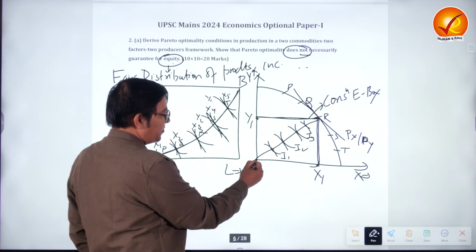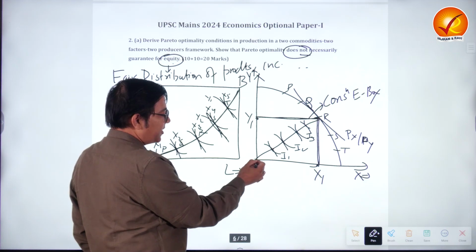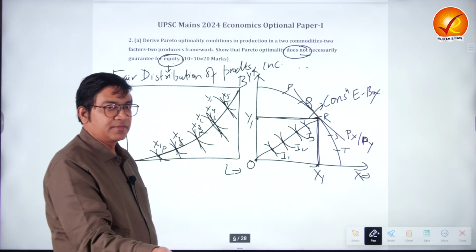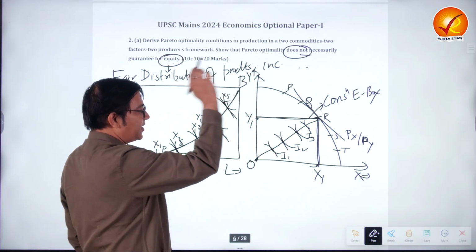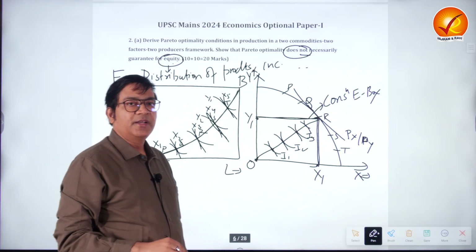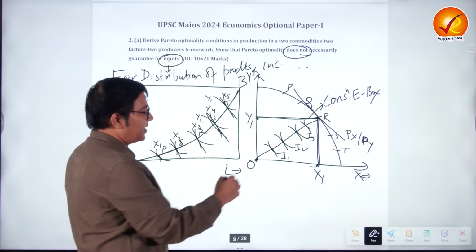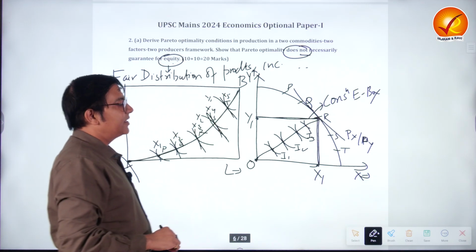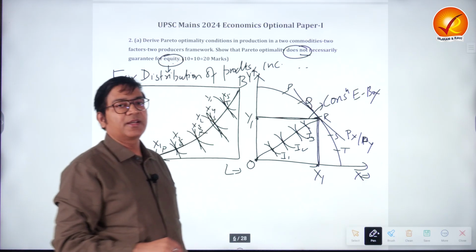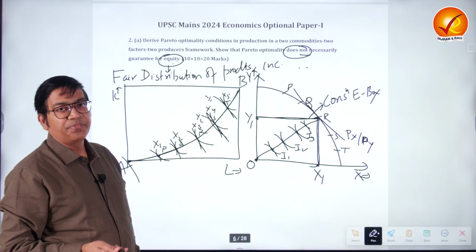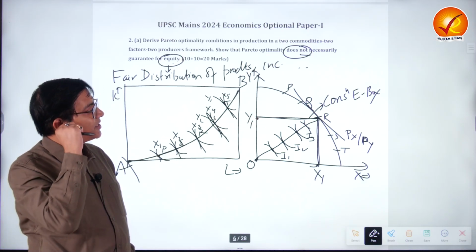Consider this point as O, the origin. It is at point O that consumer 1 is consuming nothing. There is zero consumption, and consumer 2 consumes everything, the entire x1 and y1. This is Pareto optimal but not equitable. The other extreme is here, where consumer 1 consumes everything, x1 and y1, and consumer 2 doesn't get anything, which is also not equitable. So you can give both kinds of examples in order to justify that.